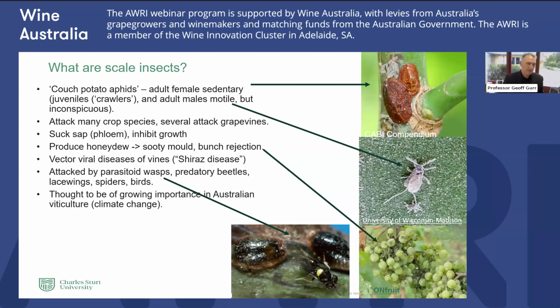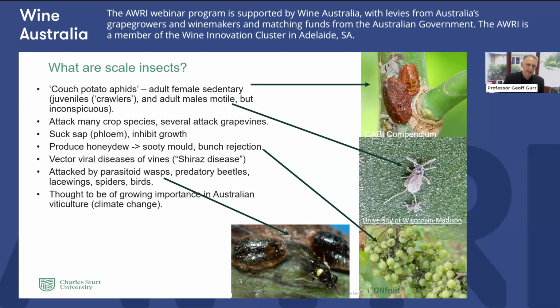So to start off, I'll just cover a few basics in case scale insects are new to some people in the audience. One perhaps useful way of thinking about scale insects is as couch potato aphids, because they're closely related to aphids, which are, I think, a more familiar type of insect to most people. But the reason I refer to them as couch potato aphids is because they adopt this sedentary lifestyle where they just anchor themselves to the plant on which they're feeding and they don't move.